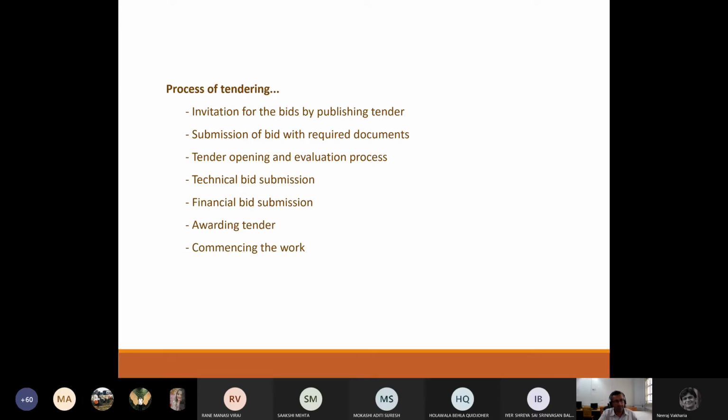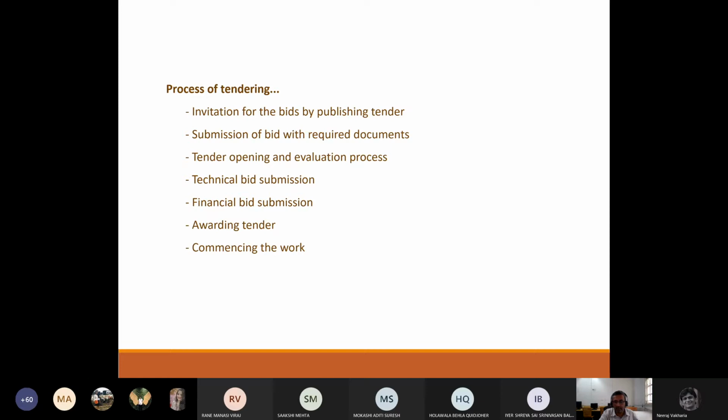So as I said earlier, the process of tendering usually depends on invitation of bids by publishing the tender. Yeah, that's an open tender. If you want anybody and everybody, or you don't know, then you may invite the tender by publishing the tender in well-known newspapers. Then the submission of the bid.